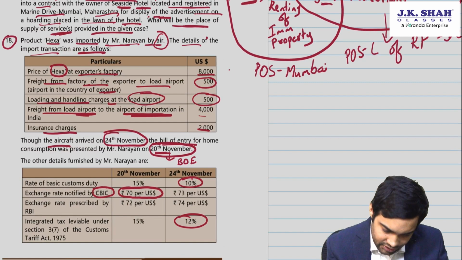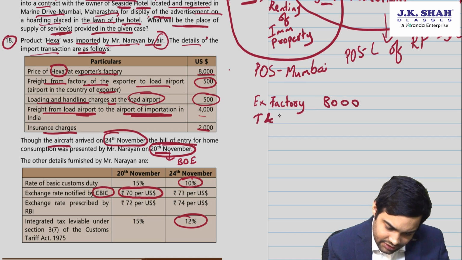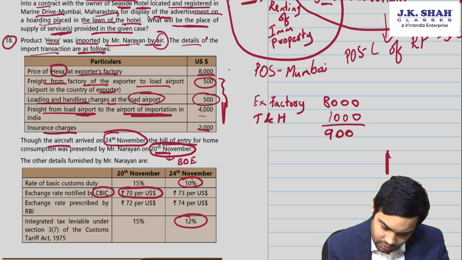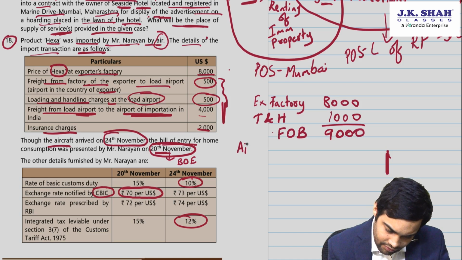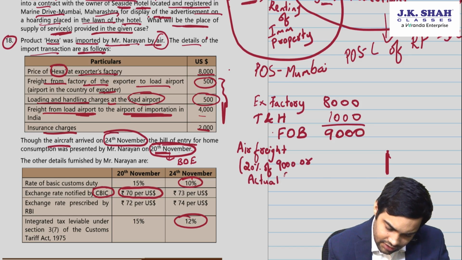Now let's do the computation. So ex-factory price is 8,000. Transportation and handling 500 and 500, which comes to 1,000. Total 9,000. This becomes your FOB. Now you add air freight. Now air freight, the limit is 20% of FOB, that is 20% of 9,000 or actual, whichever is lower. And actual will cover everything. Actual will be 5,000.